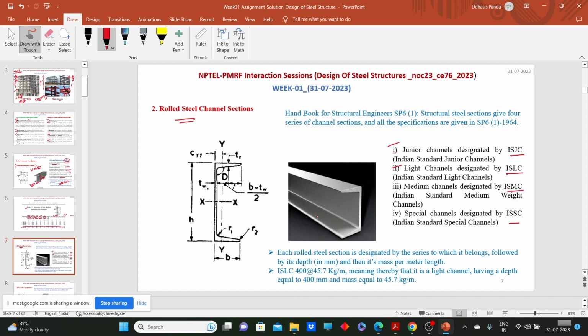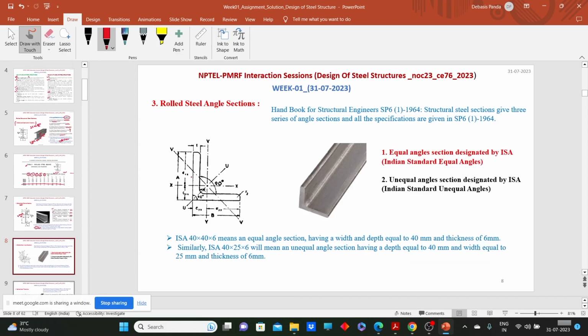Also, these channel sections are designated by some number, for example ISLC 400. That means it's a lightweight channel section whose depth is 400 mm. Like channel sections, we have angle sections. Angle sections basically have 2 legs, right? Here, this is one leg and this is another leg. So one leg is connected to some sort of member or gusset. Say for example, if we want to connect this leg with a gusset, what will we do?